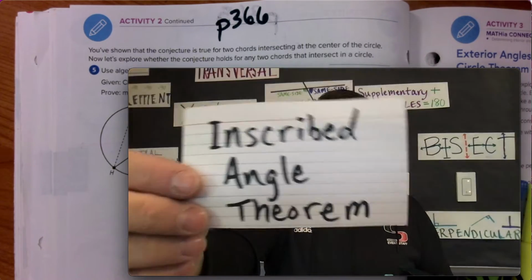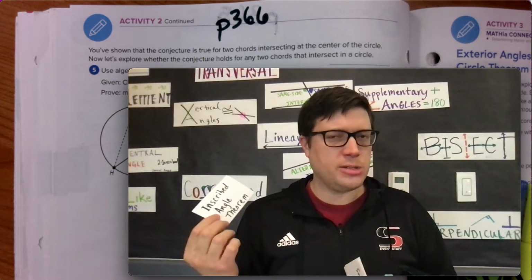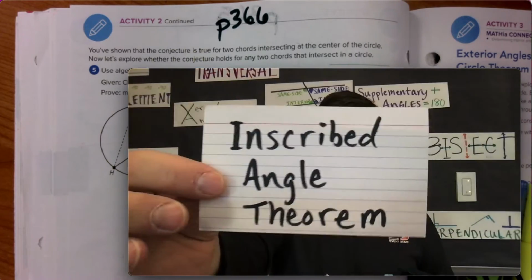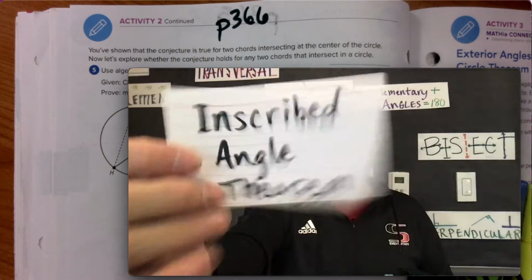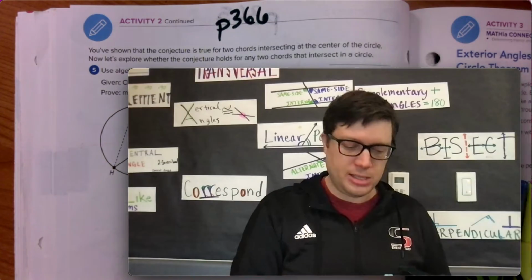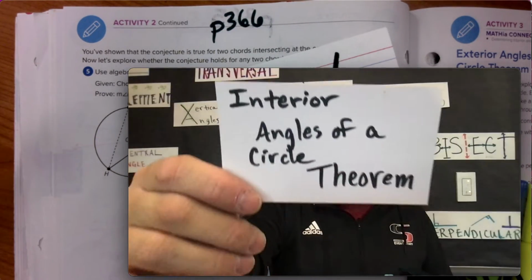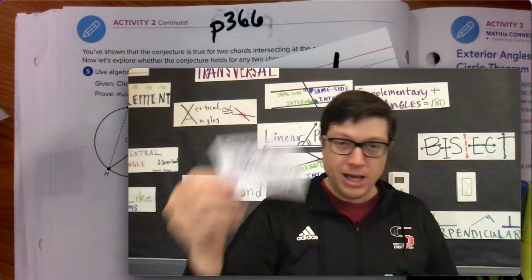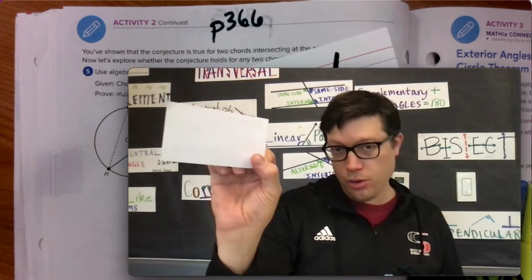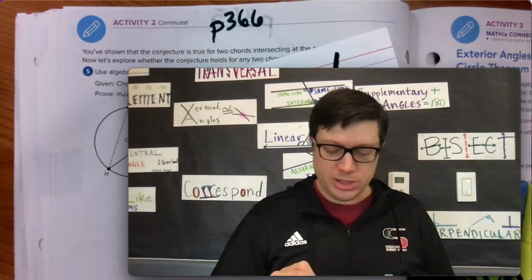Please have the following vocabulary words on standby. We have talked about the inscribed angle theorem from page 360. Make the card for the interior angles of a circle theorem and have that one ready to go, writing the definition on the back on page 366.